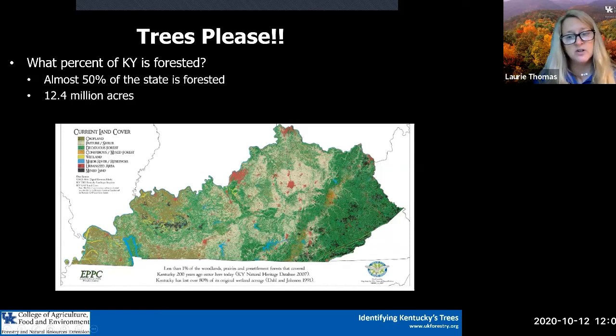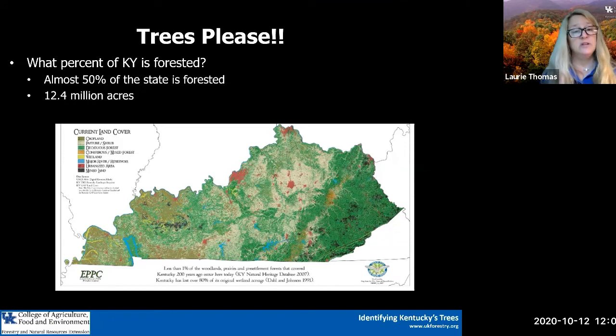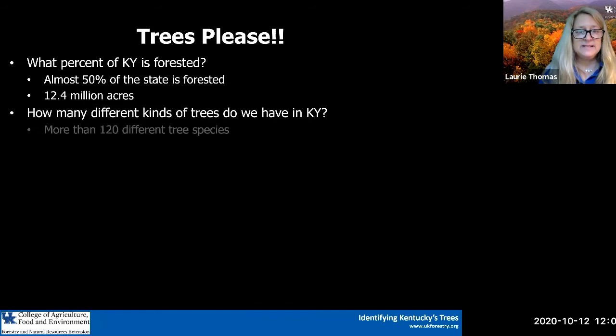So we've got a lot of diversity because our state is long and narrow, and east to west, we've got a lot of different habitat or ecoregions there. So that contributes to our diversity in the state. And according to the Kentucky Division of Forestry, we're second only to Florida in diversity of trees in the state. I'll move on back down.